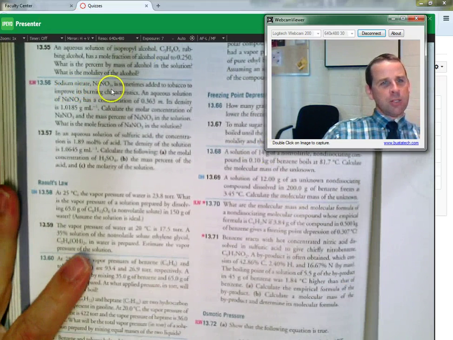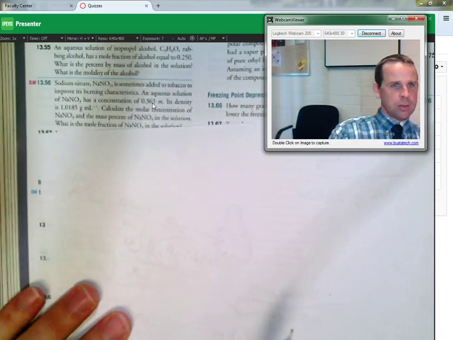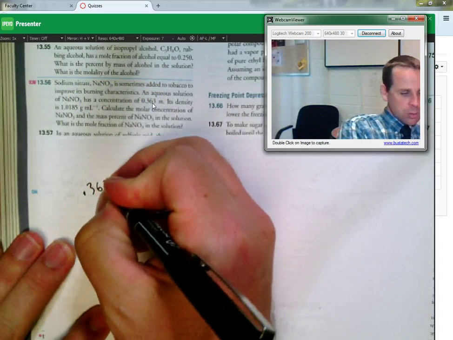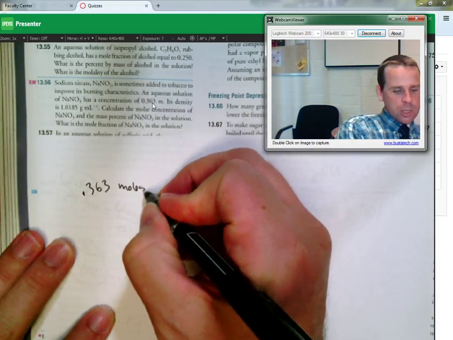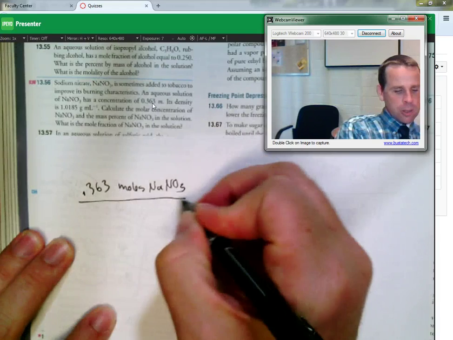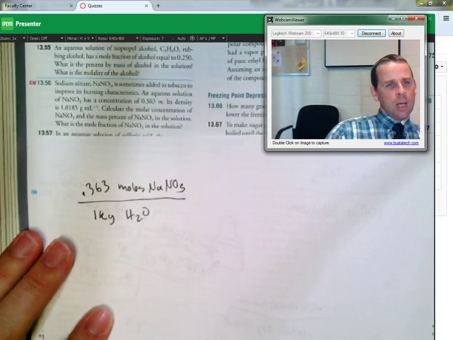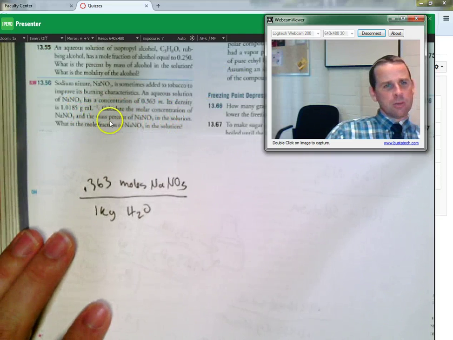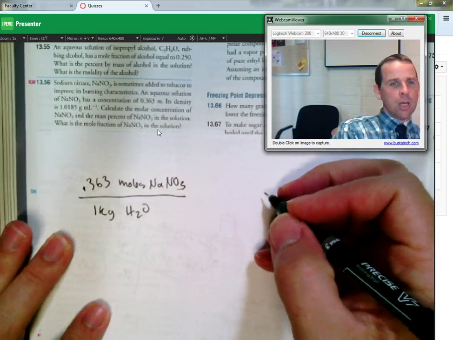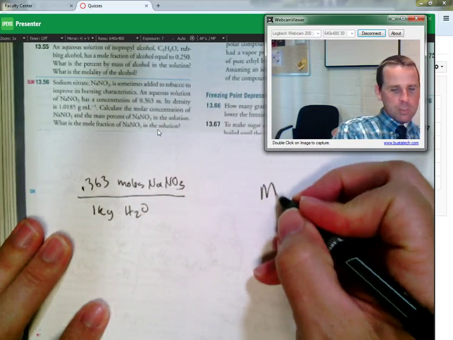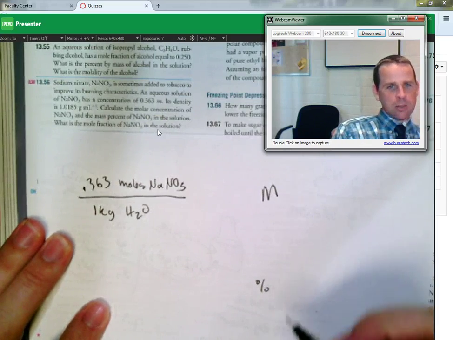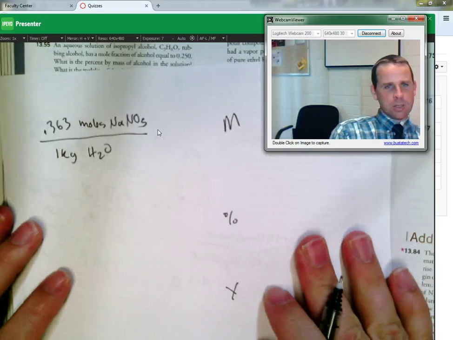We have a solution of sodium nitrate. Concentration is 0.363 molar. Right? So 0.363 molar means moles of sodium nitrate for every 1 kilogram of the solvent, which is water. We have some density given to us, and we want to calculate the molar concentration, the mass percent, and then the mole fraction of that in solution. So we want the molar, that's big M. We want the mass percent, and we want the mole fraction, which is our X.